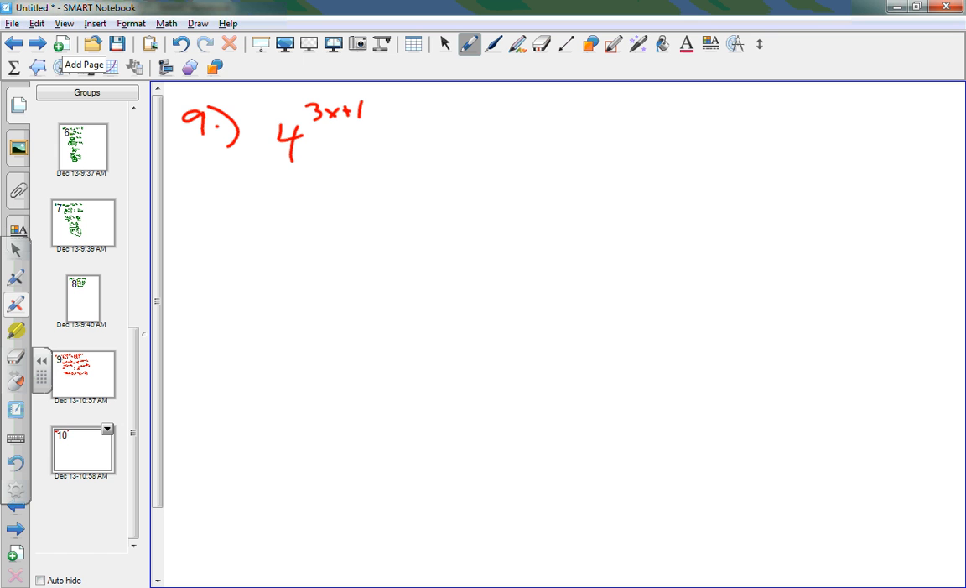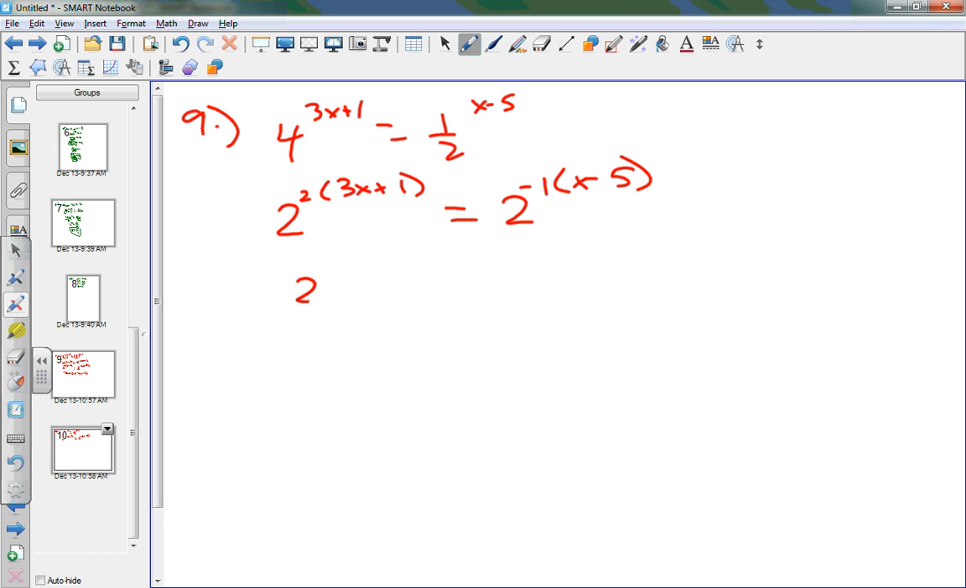4 to the 3x plus 1 is equal to one half to the x minus 5. It's the fraction again. How can I rewrite 4 as a prime number to a power? 2 squared to the 3x plus 1 is equal to 2 to the negative 1 of x minus 5. Notice I had a fraction, I got rid of the fraction, made it a negative exponent. So now my bases are the same, so what do I do? Set the exponents equal.